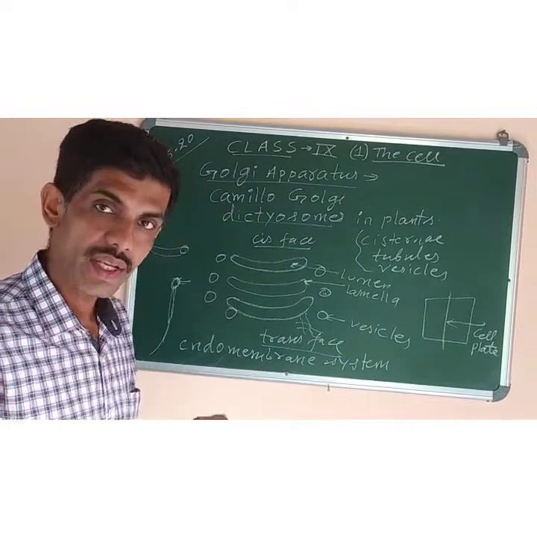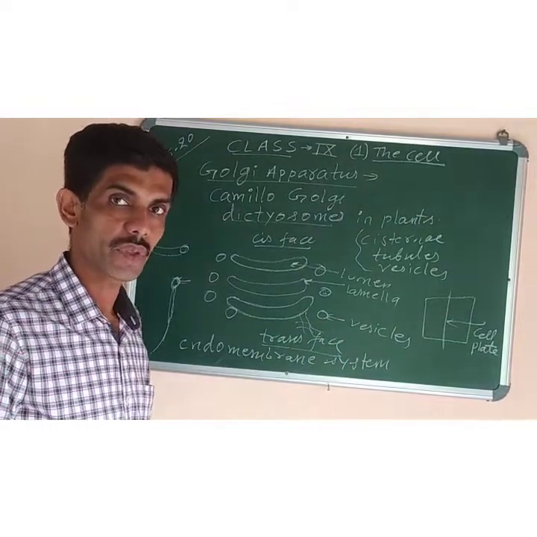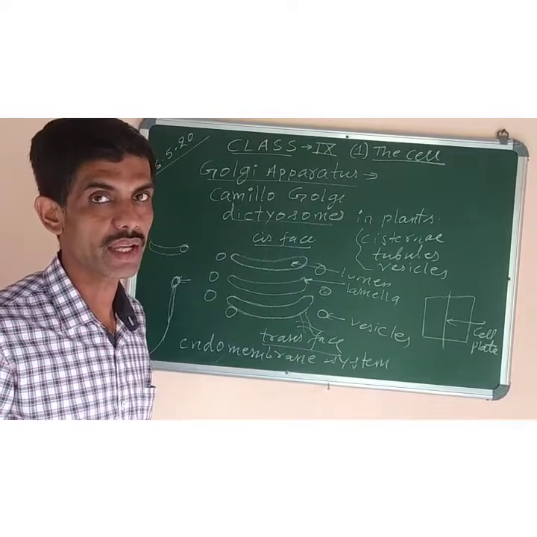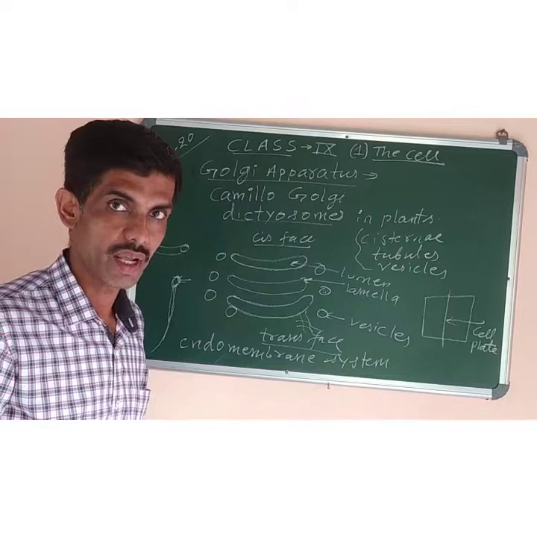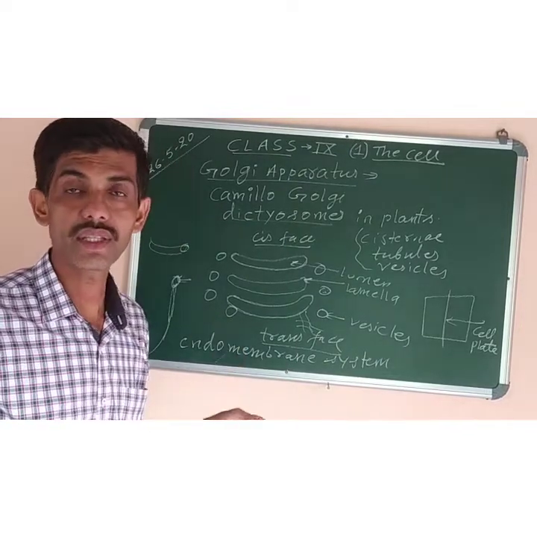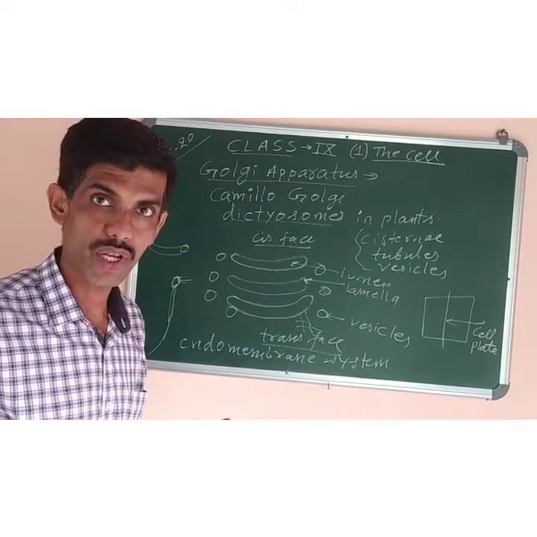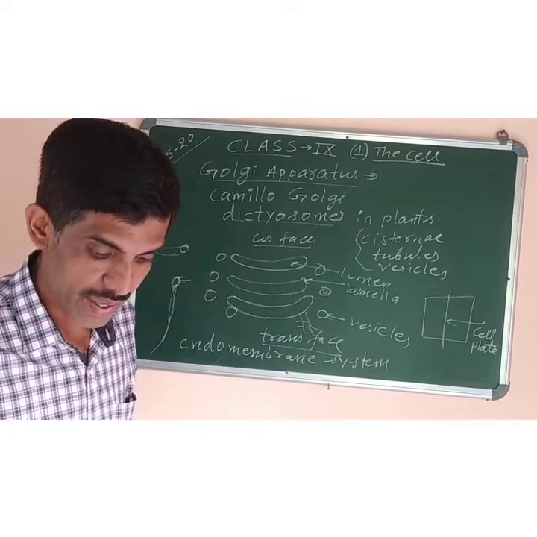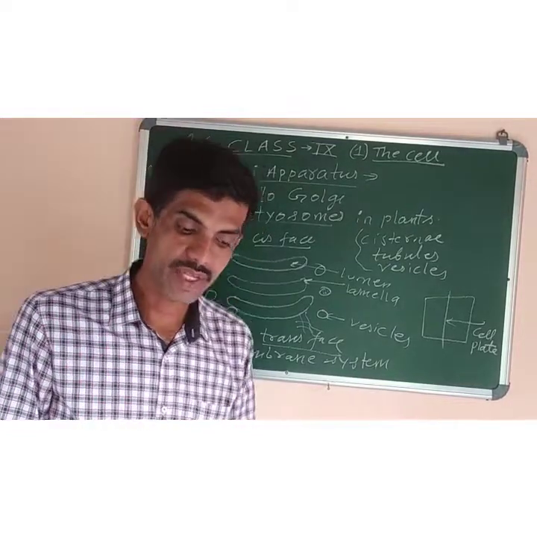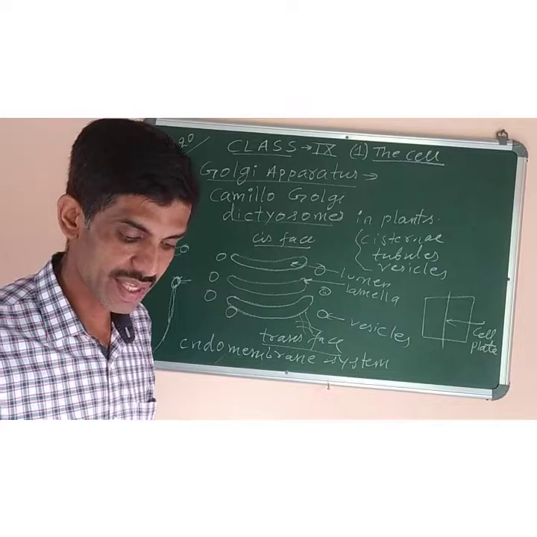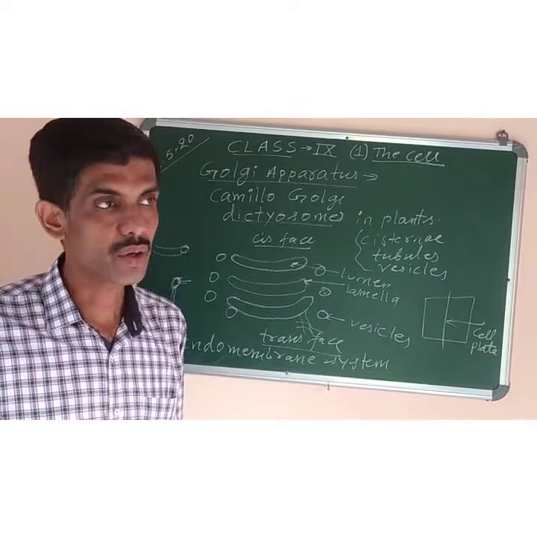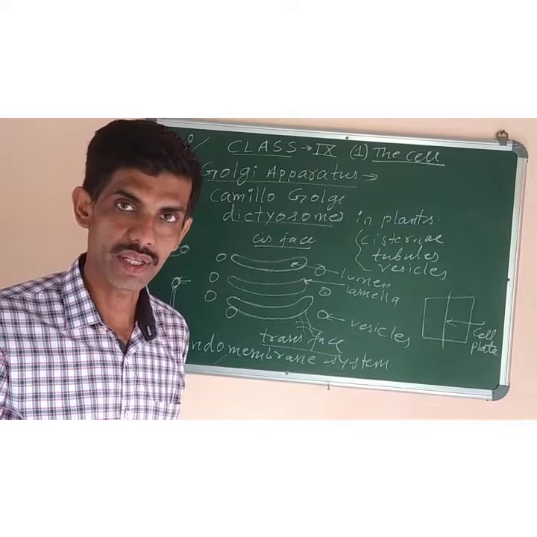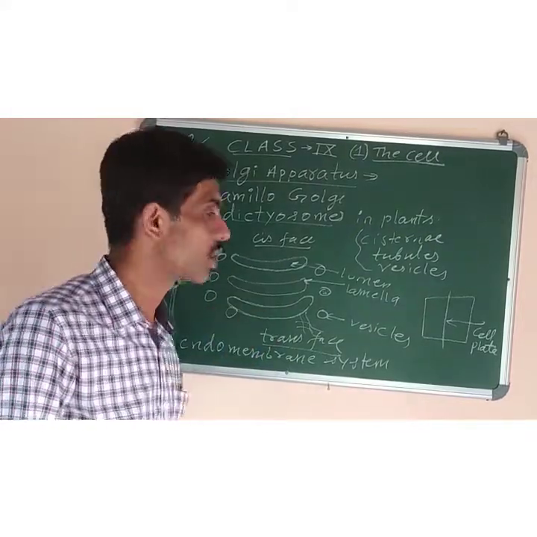Apart from that, it helps in the synthesis of polysaccharides. What is a polysaccharide? It is a type of carbohydrate, such as pectins. Not only carbohydrates, it helps in the synthesis of phospholipids as well as glycolipids, and glycoproteins are also synthesized. It helps to form the acrosome in the head of the sperm cells. So this much only about the Golgi apparatus.